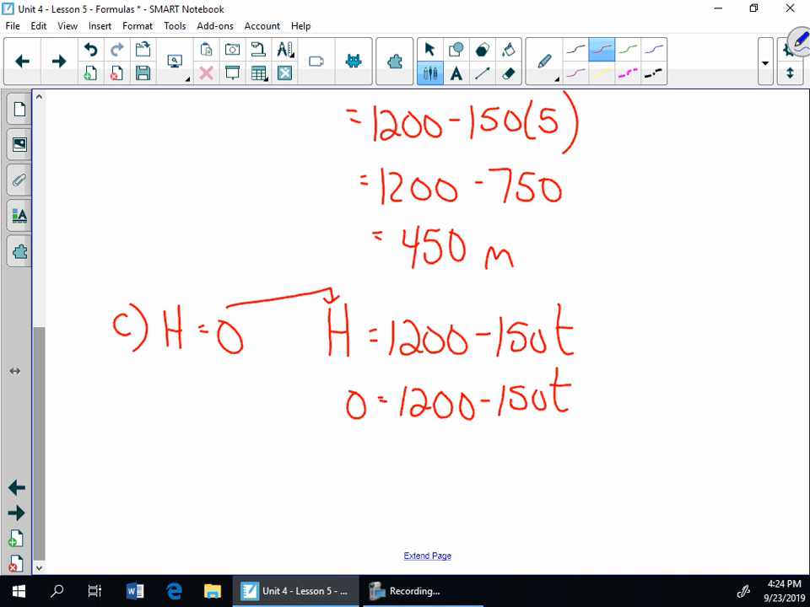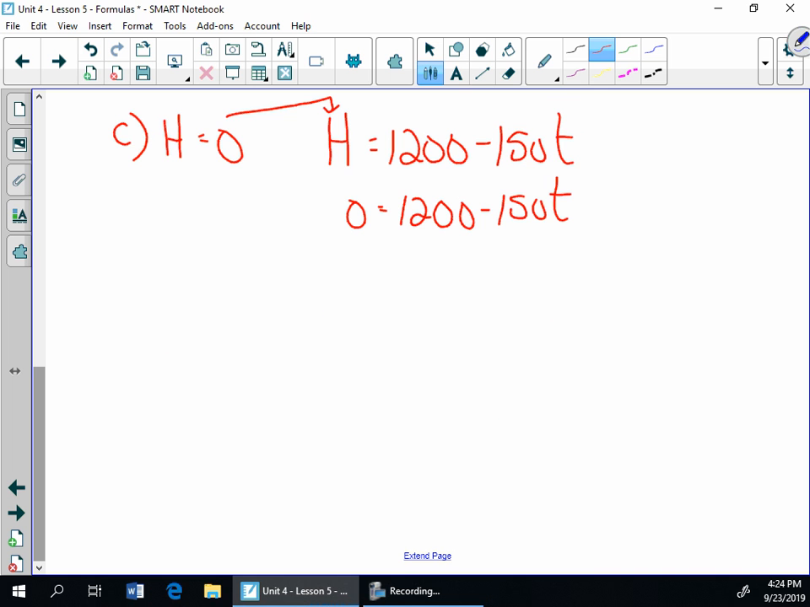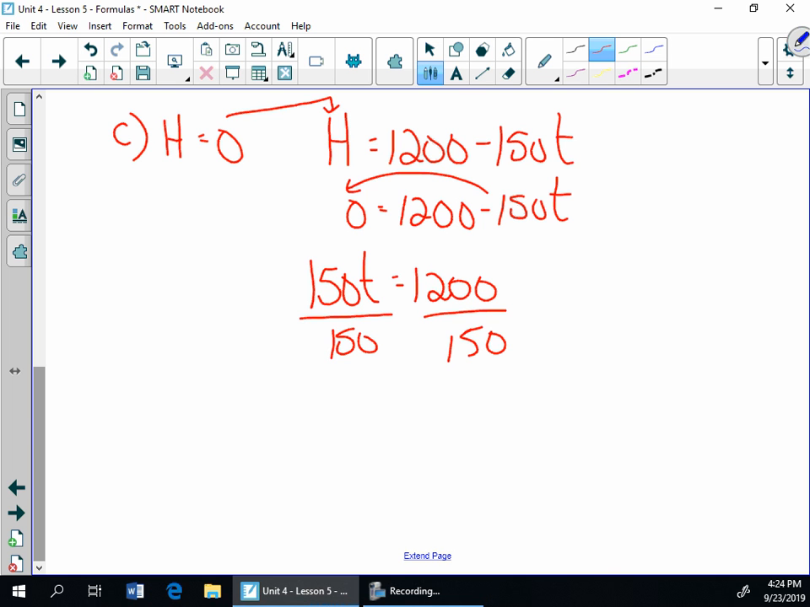Numbers on one side, letters on the other. Now this one's kind of nice because I can move either number over to the other side. I can put the 150 over here. It becomes a positive 150. I'm going to get t by itself, so I've got to divide. Whatever I do to one side, I do to the other, and t comes out to 8 minutes. It's going to take 8 minutes until my height reaches 0. In other words, for the plane to land.